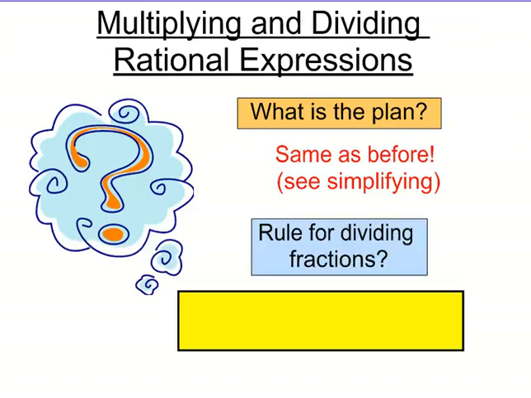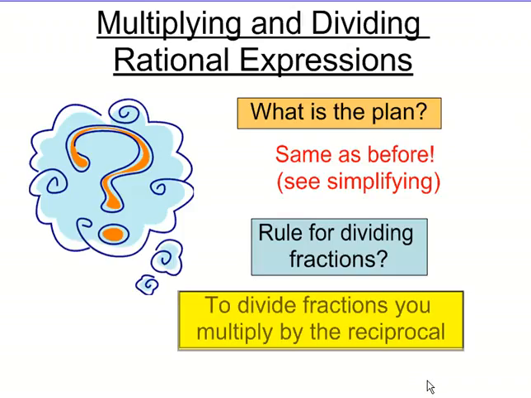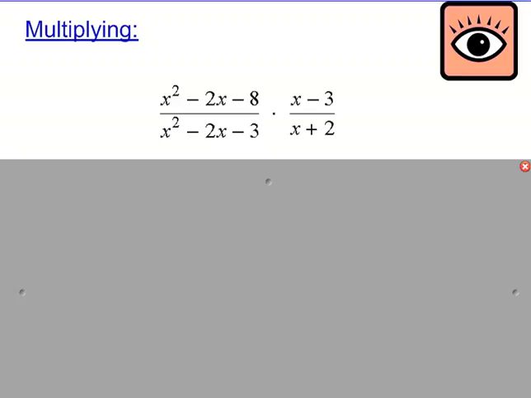Now, our rule for dividing fractions, in general, what would we do? Well, we multiply by the reciprocal. So we're just going to take that second fraction, take the reciprocal of it and change the division sign to multiplication. And that's how we're going to be able to show our multiplying and dividing of rational expressions. So let's take a look here at a multiplying problem.